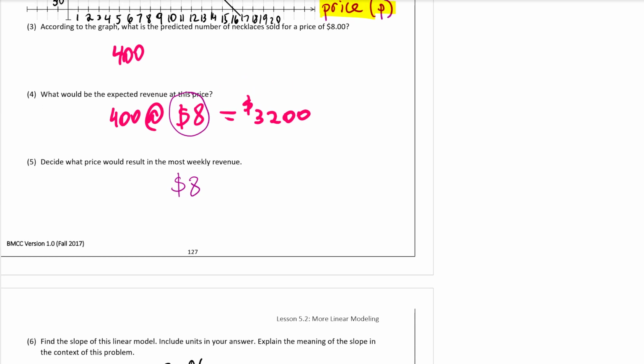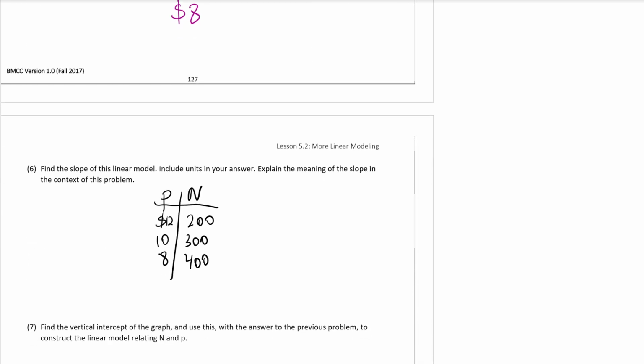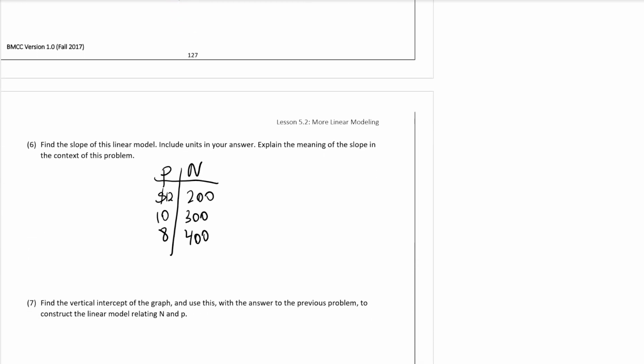What else did we do? I mean, do you see the pattern right now? Can you see what the pattern is? I'll give you a moment. All right, so it looks like as the price goes down by $2, you're able to sell 100 more necklaces. So as the price goes down by $2, you're able to sell 100 more necklaces.